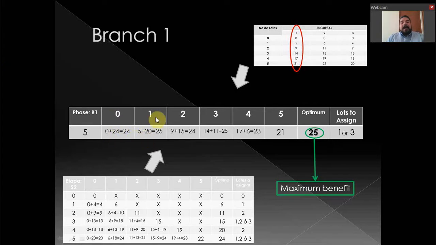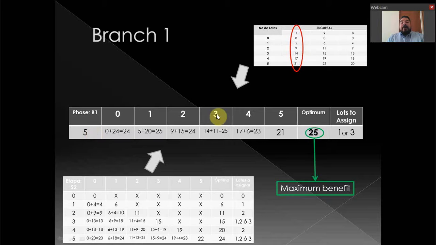If I assign 1 lot, I will have a benefit of 5 for branch number 1, and 20, that is the optimum of having 4 lots left in branch number 2. So it's 25,000 pesos, the benefit. If I assign 2 lots, it's going to be 9 for the benefit of branch number 1, plus the optimum benefit of having 3 lots at branch number 2, and it's equal to 24,000 pesos.